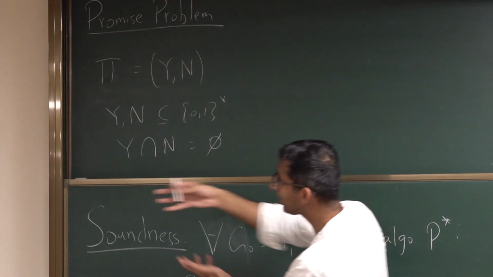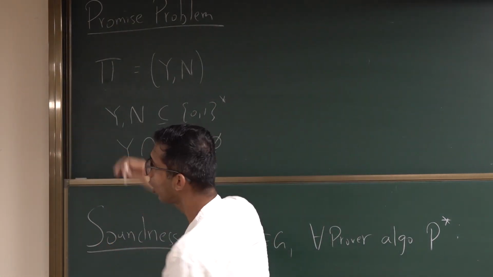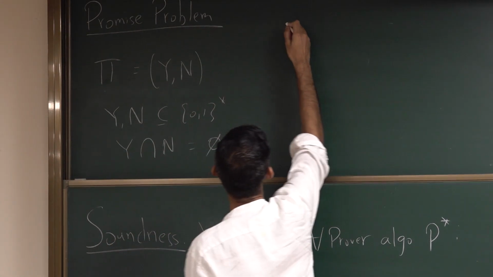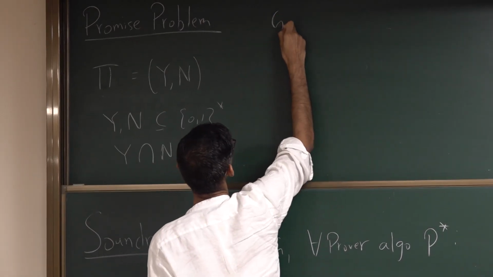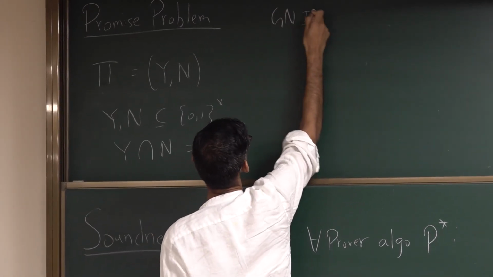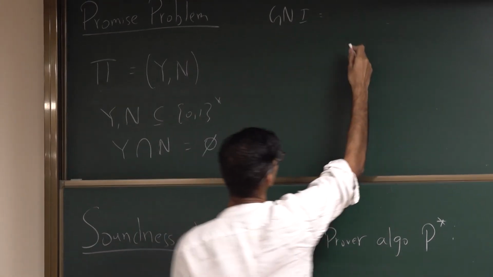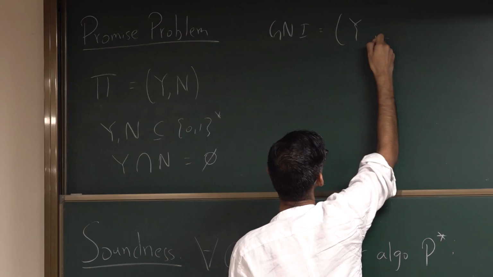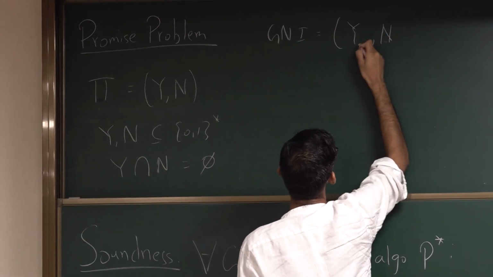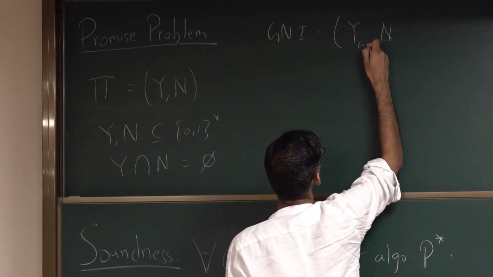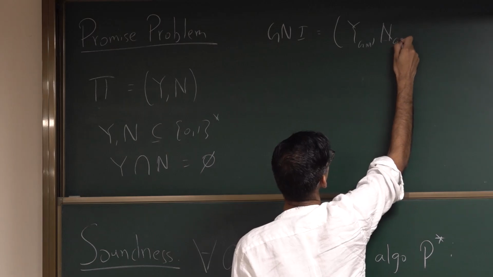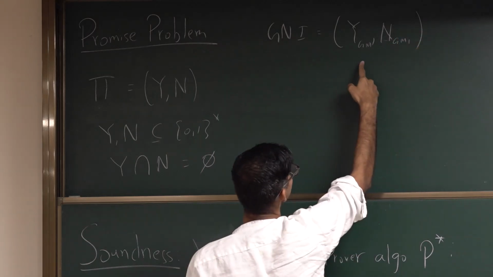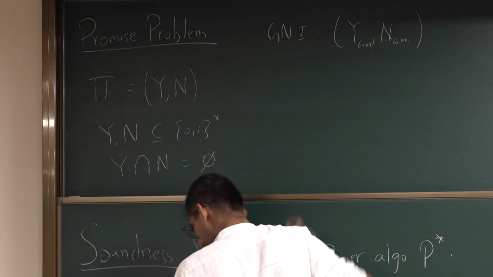As an example, take the graph non-isomorphism problem. Let's say I write it as GNI. This is the symbol I'm going to use for the graph non-isomorphism problem, and it consists of some y and n. So I'm just writing Y_GNI and N_GNI.